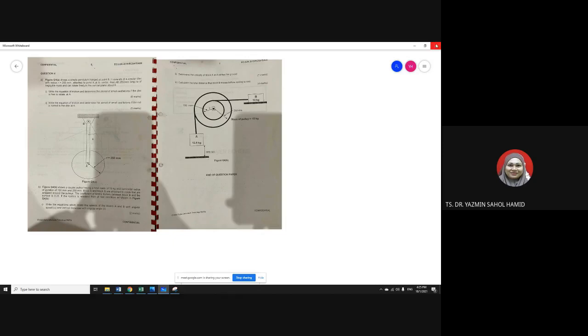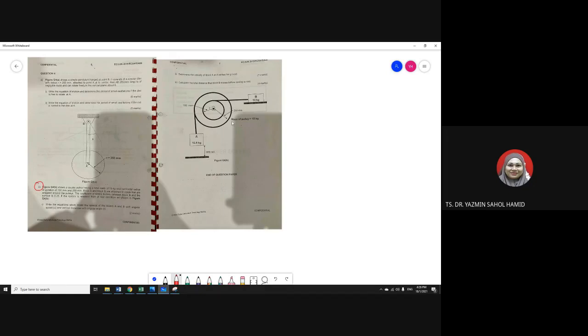Sekarang apa yang kita nak fokus hari ni ialah question 4B ya. Yang kita nak highlight kat sini adalah question 4B ni yang kita nak buat hari ni. Okay, so I'm going to read you the question. Figure question 4B shows a double pulley. There is a double pulley having a total mass of 15 kilogram and centroidal radius of gyration 150 and 250. Okay, so ada double pulley.